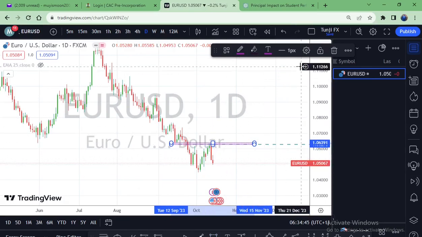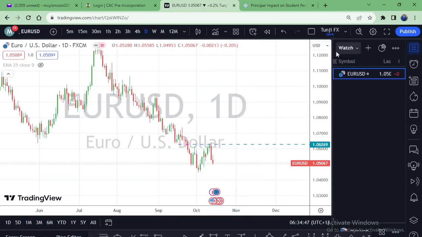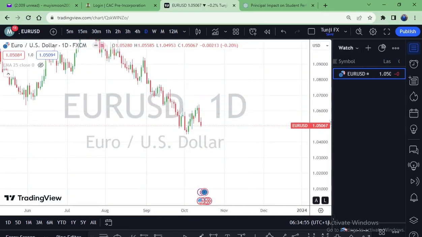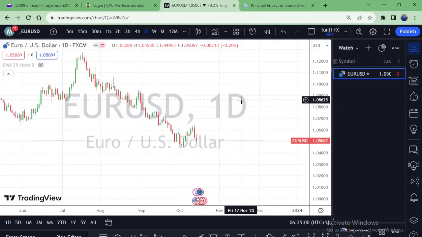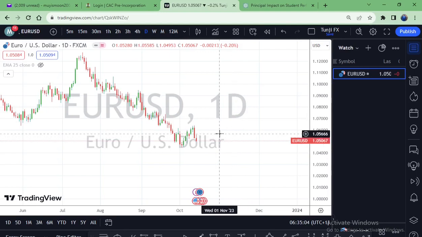So these are the directions we've been able to identify for monthly, weekly, and daily, all showing us the same direction, a downward trend.